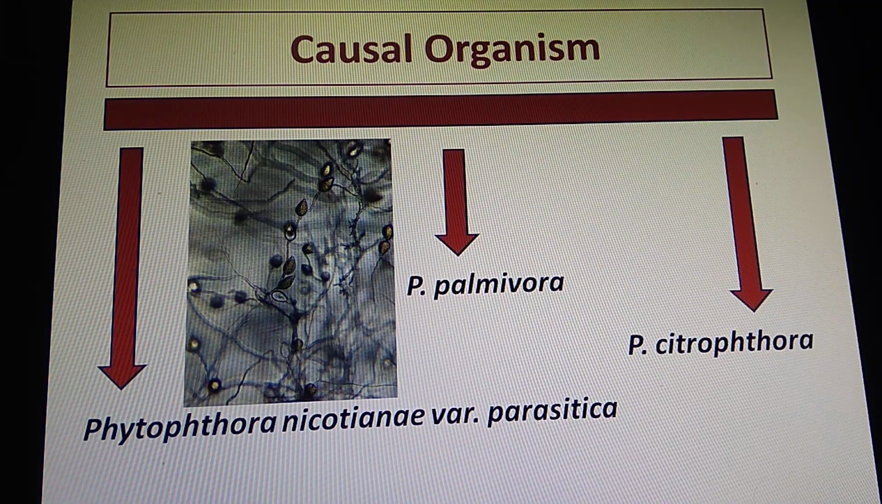This is about the causal organism. There are many species of Phytophthora like Phytophthora palmivora, Phytophthora citrophthora, Phytophthora nicotianae var. parasitica, which are associated with the etiology of this disease.